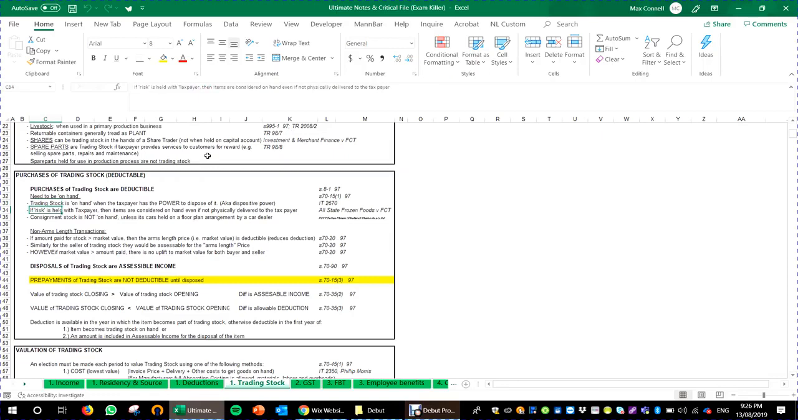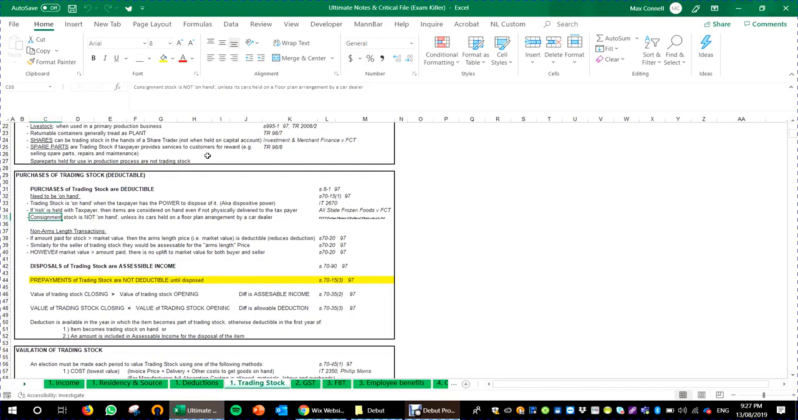If the risk is held with the taxpayer, so for example, depending on the terms of the shipment, if the shipment says you are responsible for the goods, then you can claim a deduction for it. However, if the goods are shipped and the shipper, the person sending the goods, is responsible for the state of the goods, the purchaser cannot claim a deduction at that point. It's only when they actually receive the goods in front of them.